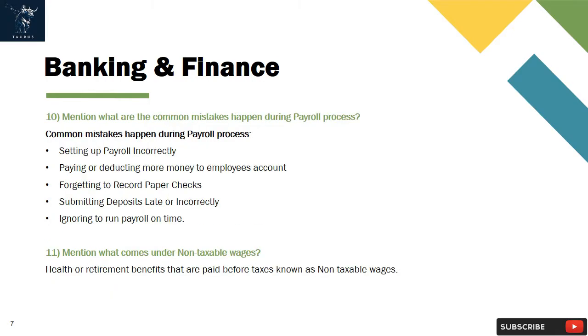10. Mention what are the common mistakes that happen during the payroll process. Common mistakes include setting up payroll incorrectly, paying or deducting more money to employees' accounts, forgetting to record paper checks, submitting deposits late or incorrectly, and ignoring to run payroll on time.